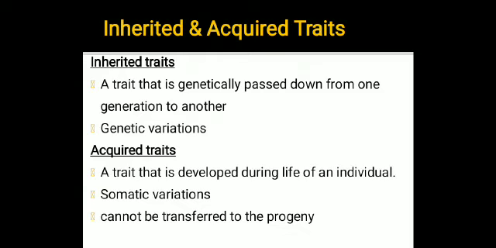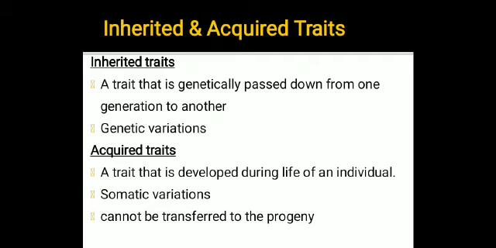Acquired traits, we can only see in the somatic variation. As we know from chromosomes, "some" means body, so somatic means body. So that is only body variation. There will be no variation in their structure or function, just the somatic body variations. It cannot be transferred to the progeny or offspring. These are the acquired characters.